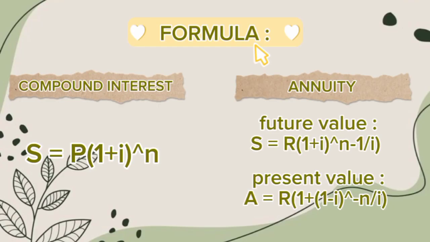Two formulae we use to answer the question given are compound interest and annuity. The formula of compound interest is S equals P(1 + i)^n. For annuity, the formula of future value is S equals R[(1 + i)^n minus 1] per i, and present value is equal to R[1 minus (1 + i)^negative n] per i.